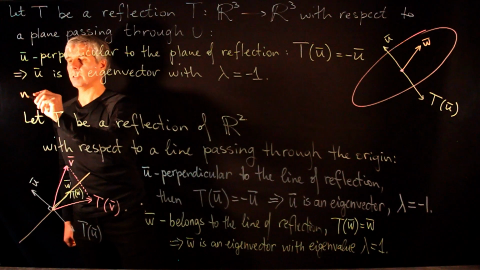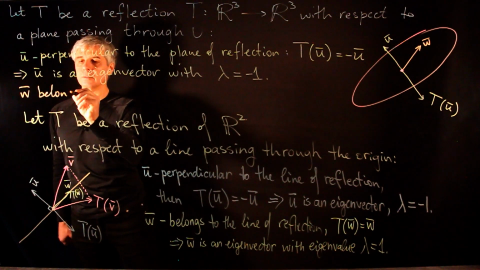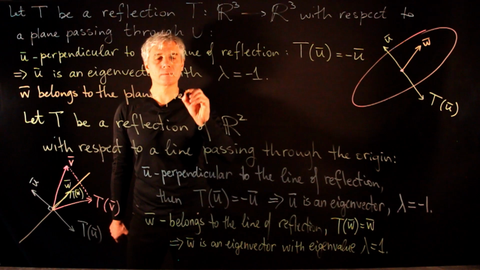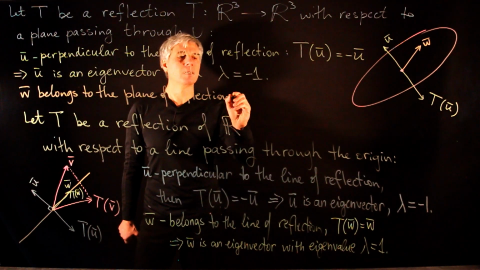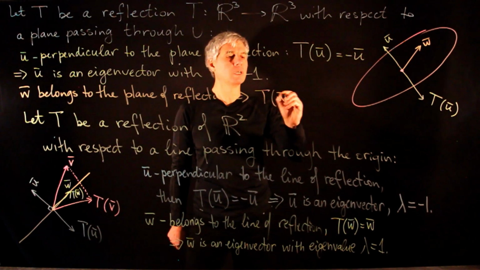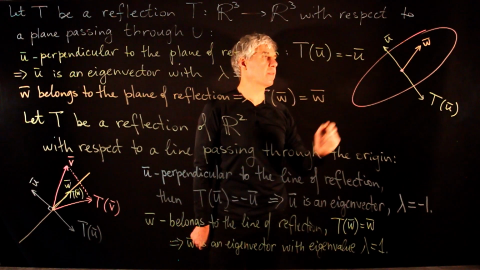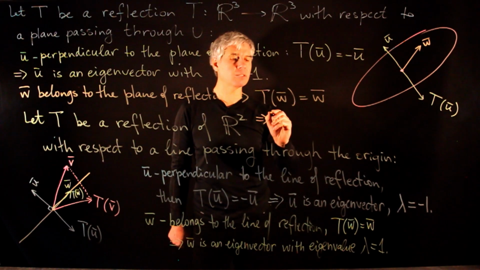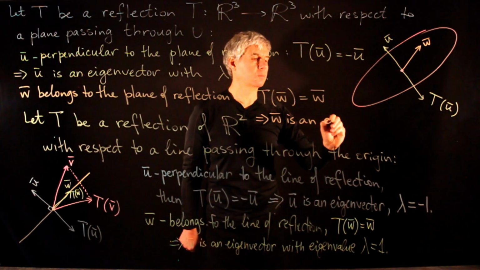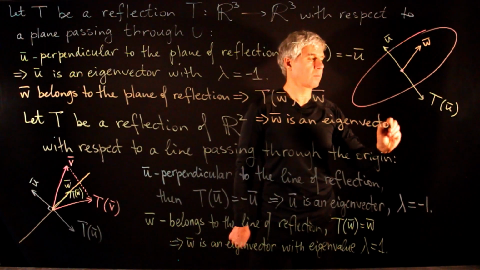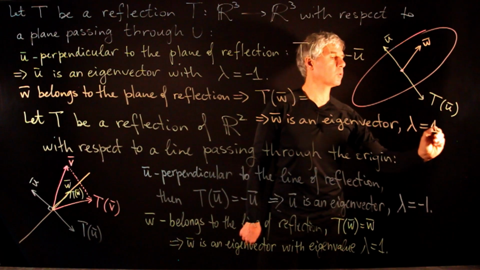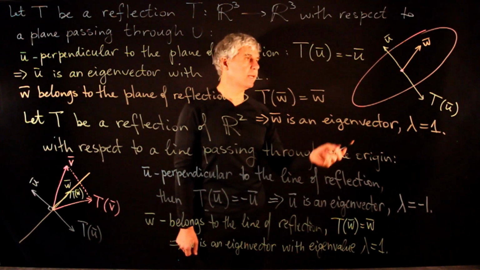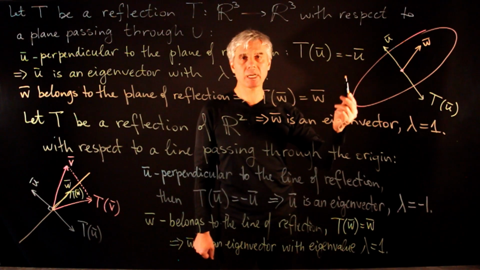If, on the other hand, we take some vector W which is in the plane of reflection, so if W belongs to the plane of reflection, then we have that T of W is equal to W. And then we conclude that every non-zero vector in the plane of reflection is an eigenvector and the eigenvalue is equal to +1. So T of W is equal to 1 times W.